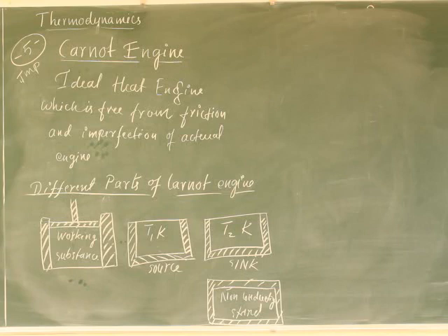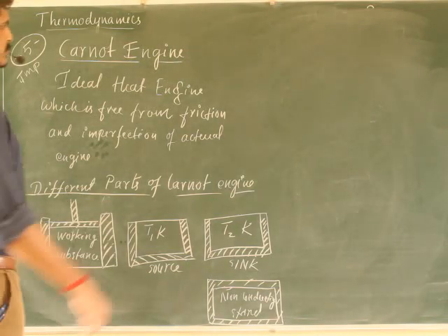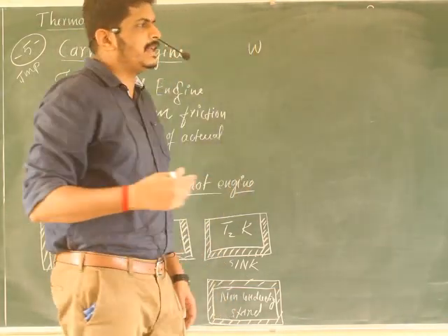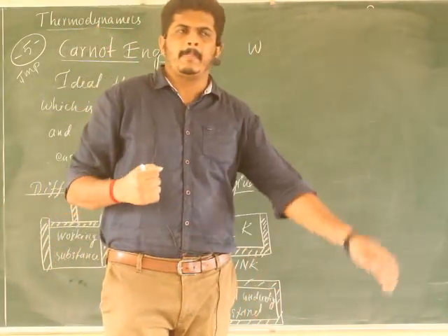So there are 4 parts in the Carnot engine, students. In these 4 parts, the first one is the working substance. So what is working substance? You have to write that down. This question can also be asked like this.